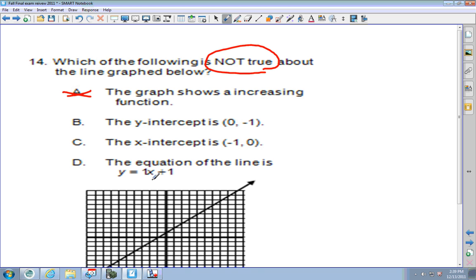It says the y-intercept is (0, -1). Wait, there's the y-intercept. Remember, I have x, then I have y. The y-intercept is actually (0, 1). Let's check if these other ones are right. It says the x-intercept is (-1, 0). Yes, it is. It's right here. So this one's correct. The equation of the line, you start at 1. The slope is up 1 and over 1, up 1 and over 1. So this is correct. So my answer would be B, because this is the one that is not correct.